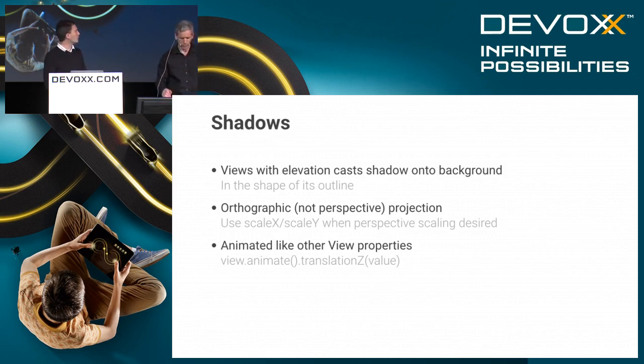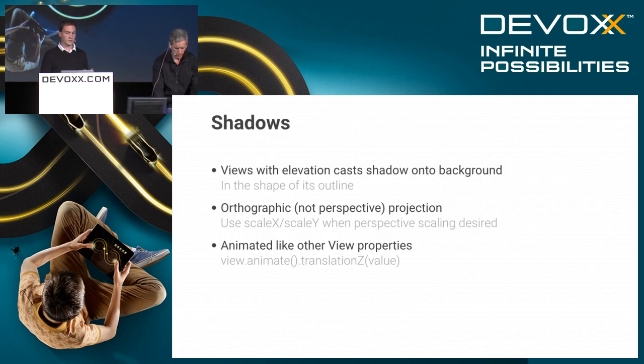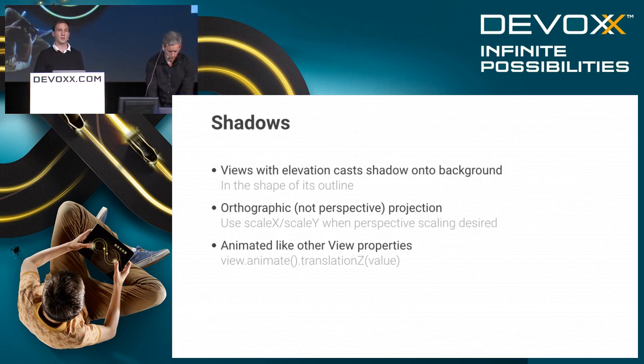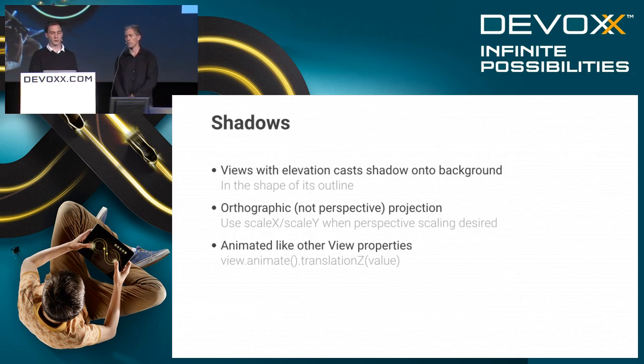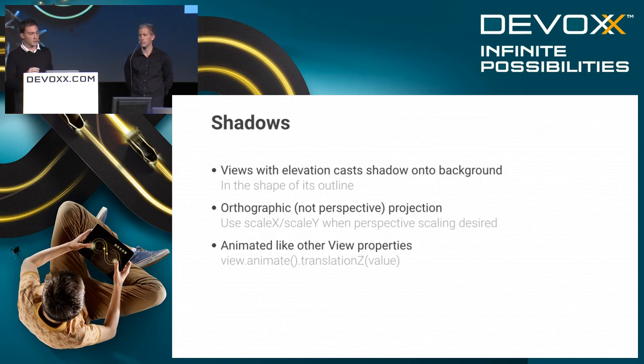A key thing to understand about the shadows and how they work in Lollipop is that they use an orthographic projection. The whole 3D system in the UI toolkit uses an orthographic projection. So when you set an elevation on the view, you're going to get this beautiful soft shadow, but the view itself will not scale up. It will not look bigger. If we had a real perspective projection, the higher the elevation, the bigger the object would get. So if you want to get that 3D effect on the view itself and not just on the shadow, then you need to use the scaleX and scaleY properties.